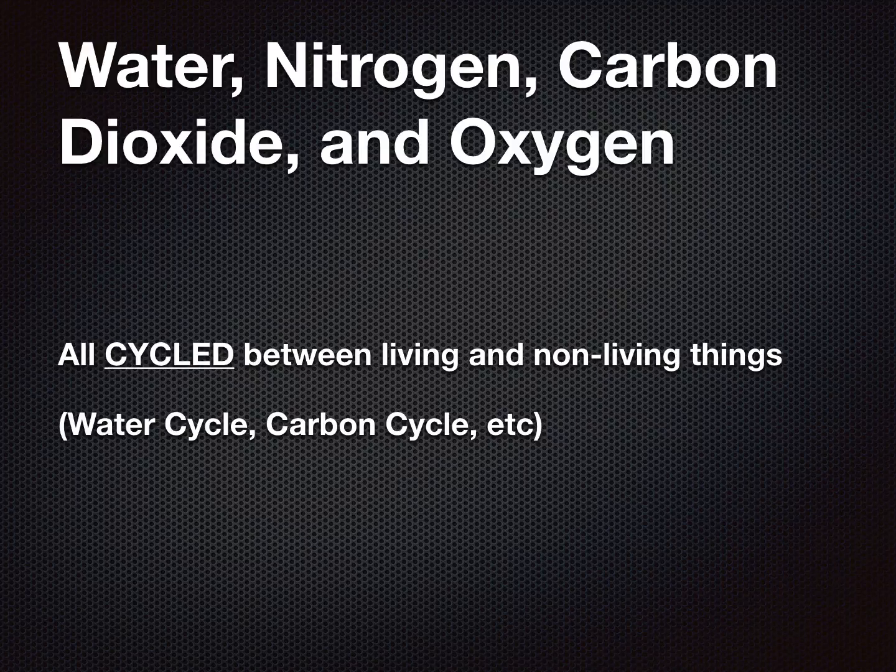The next is water, nitrogen, carbon dioxide, and oxygen. These are things that are cycled between living and non-living things. You should have learned the water cycle last year. I know they preach that to you harder and harder: condensation, evaporation, precipitation, transpiration. That's the water cycle. The carbon cycle does the same thing. You hear about carbon footprint. Oxygen cycles between things. We talked about photosynthesis and cellular respiration. We talk about the cycling of these things. This is just letting you know that all these things are cycled between non-living and living things.